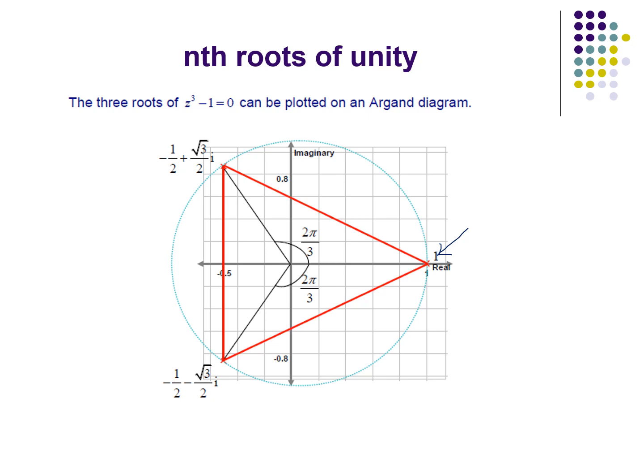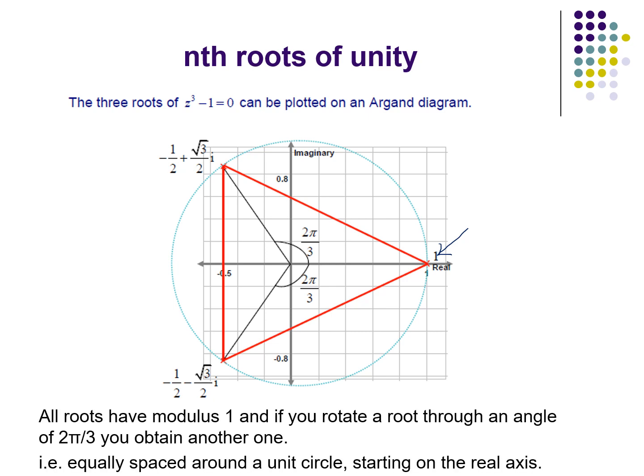Okay, 2 pi is all the way round, remember? I need to fit 3 of them in, so you rotate by 2 pi by 3. Okay, so when you're asked to represent your roots on an Argand diagram, you can quite easily draw it to be quite nice and symmetrical like that, all on a unit circle like that.